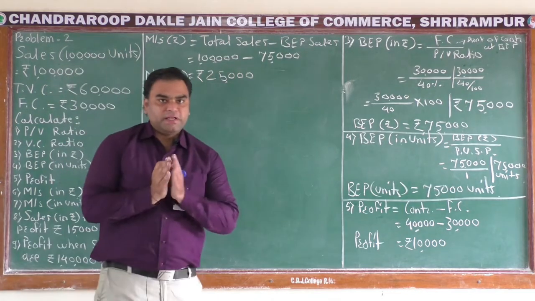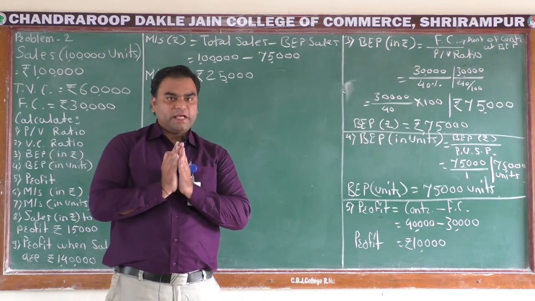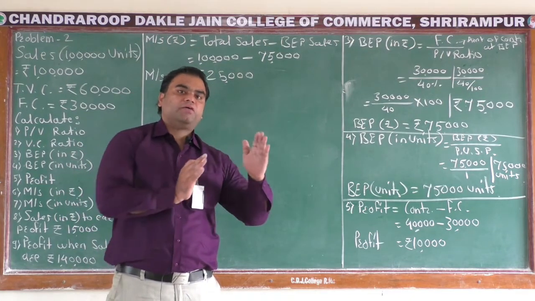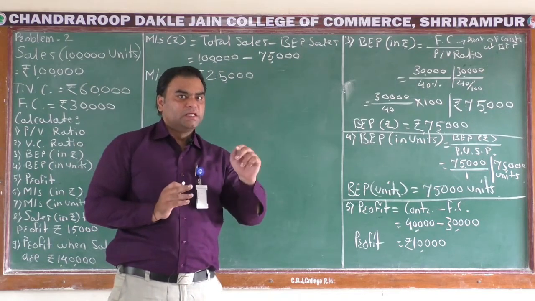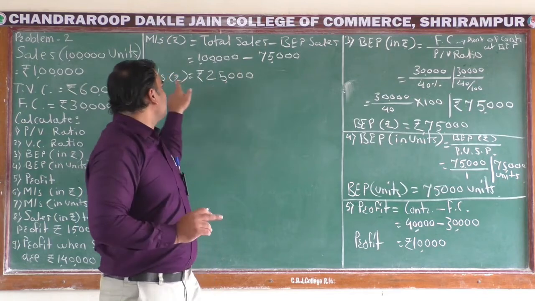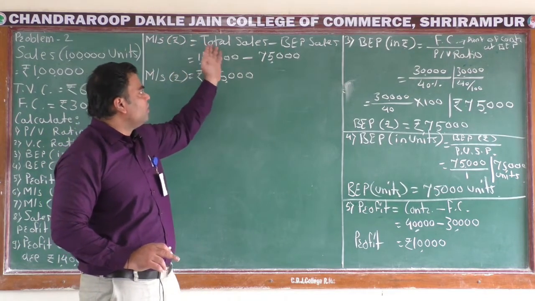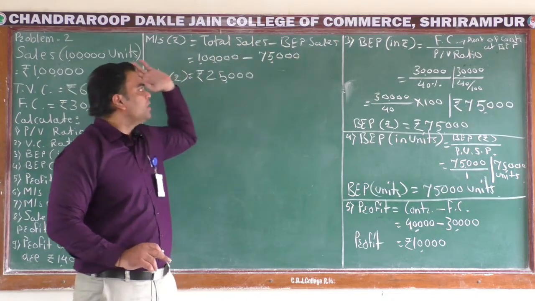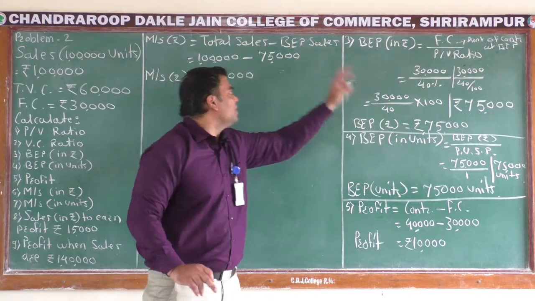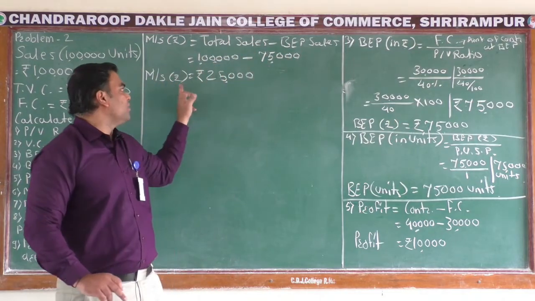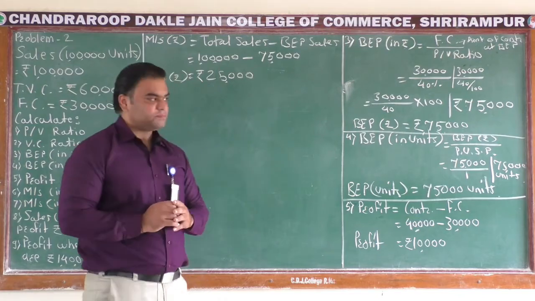So margin of safety means excess of total sales over BEP sales, or we can say margin of safety is a part of total sales. When we deduct the amount of BEP sales from total sales, the remaining part of sales is called margin of safety sales. That's why margin of safety sales in rupees is equal to total sales less BEP sales. Total sales 1 lakh less BEP sales 75,000 is equal to 25,000, the amount of margin of safety in rupees.